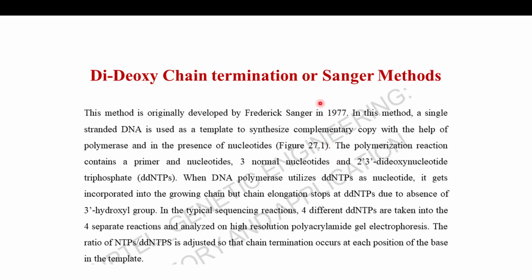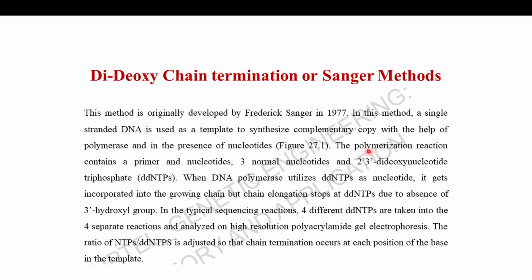And now, okay, you have screened your things also. Now there's also another way to confirm whether the foreign DNA, or DNA of interest, has actually gotten inside your recipient cells. There's Sanger sequencing, or the di-deoxy chain termination method. This method was originally developed by Frederick Sanger, and a single stranded DNA is used as a template to synthesize a complementary copy with the help of a DNA polymerase and in the presence of nucleotides.